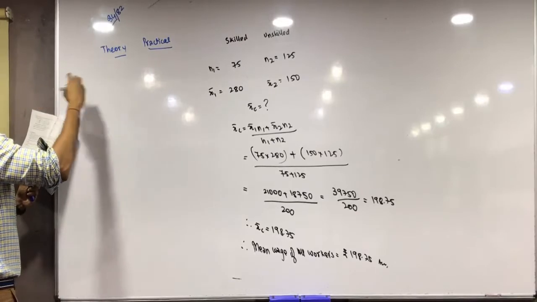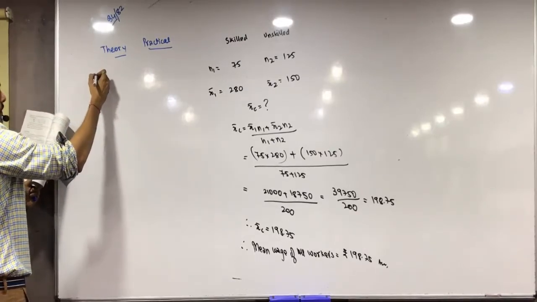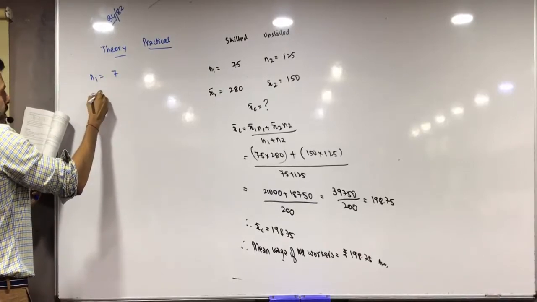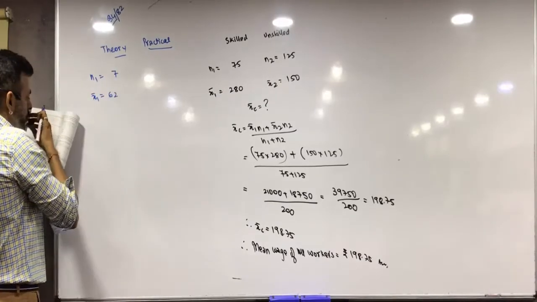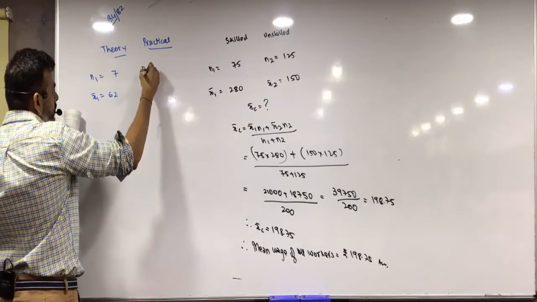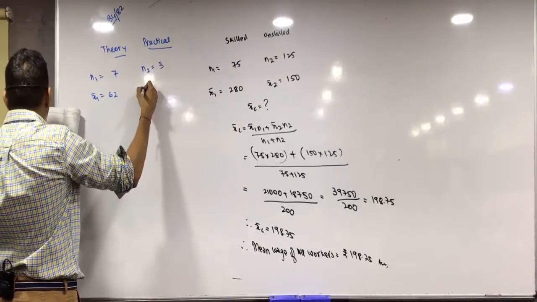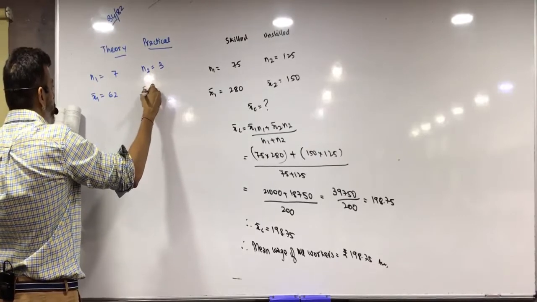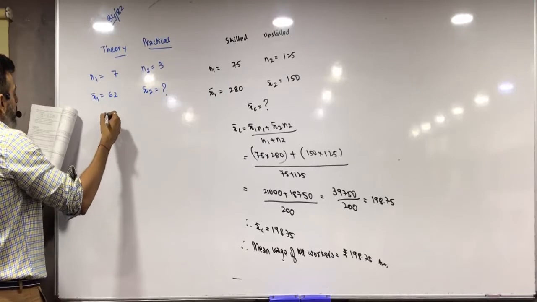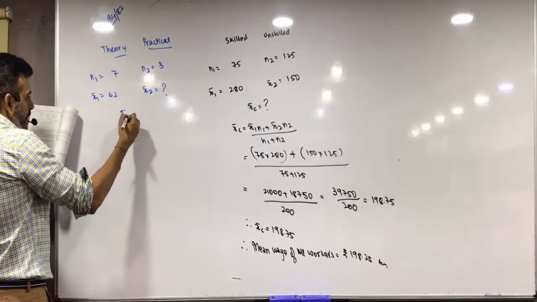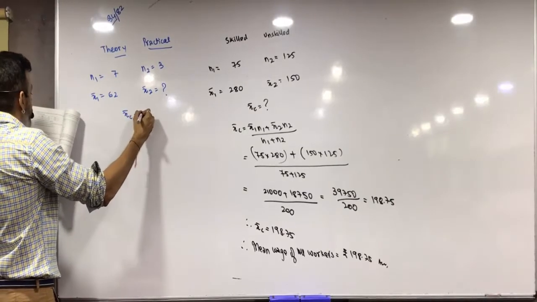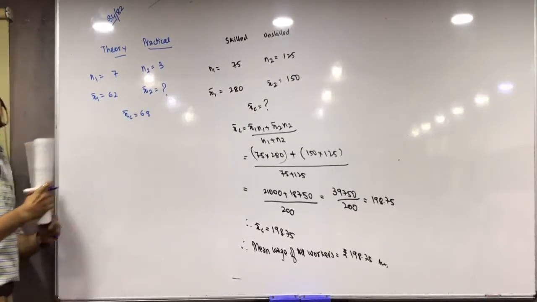So mean marks of the student in 7 theory papers is 62. So N1 is equal to 7, X bar 1 is 62. What would be the mean marks in 3 practical examinations? So N2 is equal to 3. X bar 2 is what we have to find so that his mean marks for the combined or the entire, X bar C, is equal to 68.